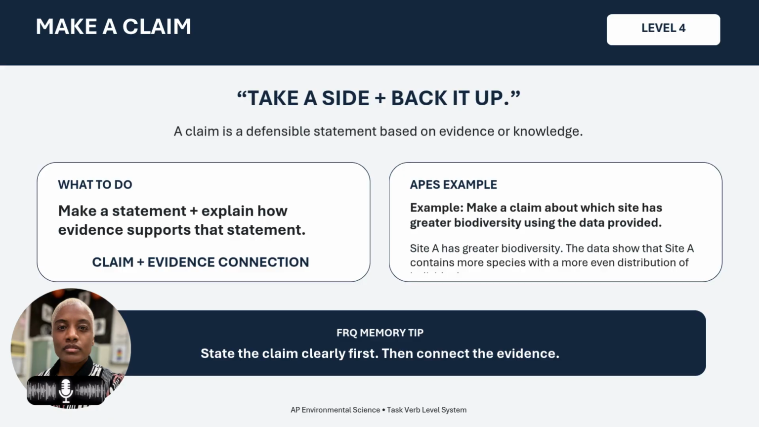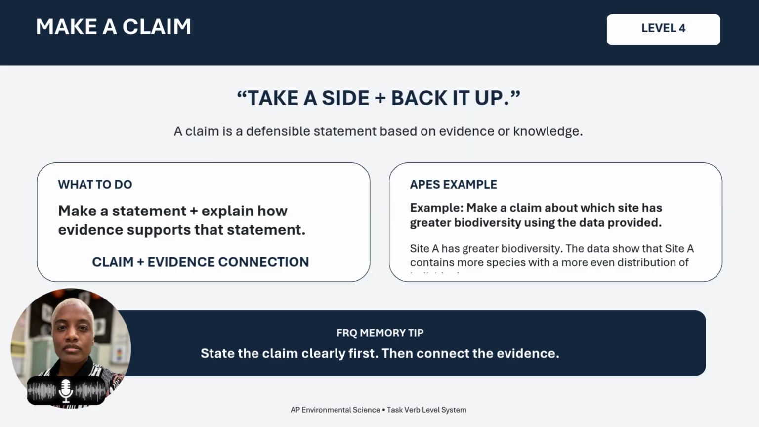Oh my God, there's a key right there. They're telling you use this data in your answer. Okay, so claim is site A has greater biodiversity. We somehow saw that from the graph or the data. Boom. Next sentence, we're then going to explain how that data shows that. They say the data shows that site A contains more species with a more even distribution of individuals. So that's simple. We got our claim, and our claim is from the data that we see on that question.